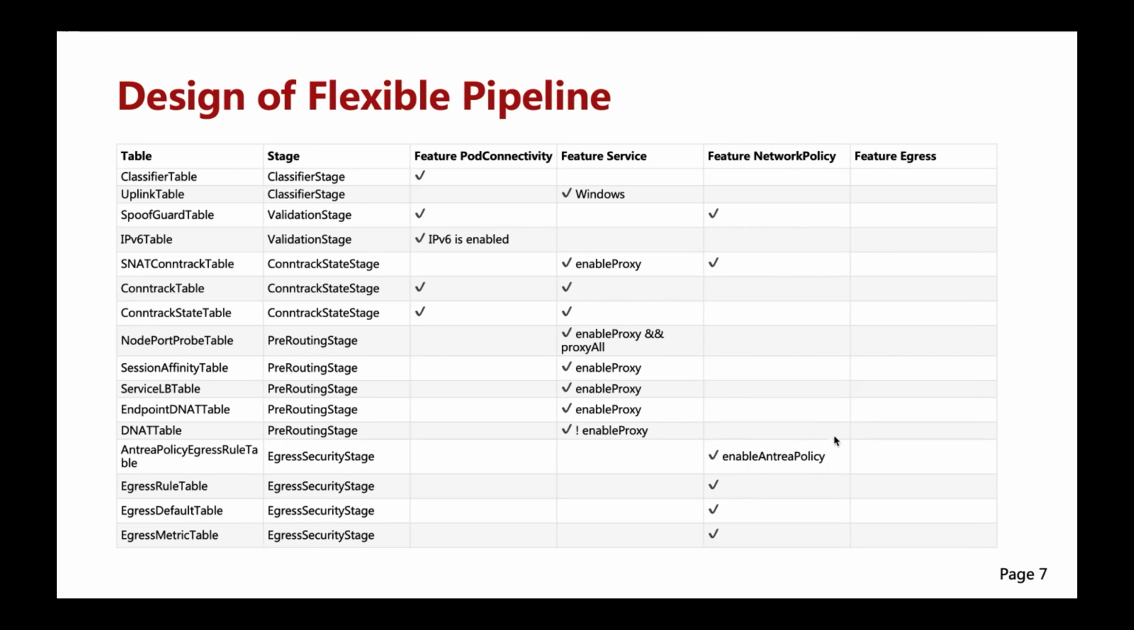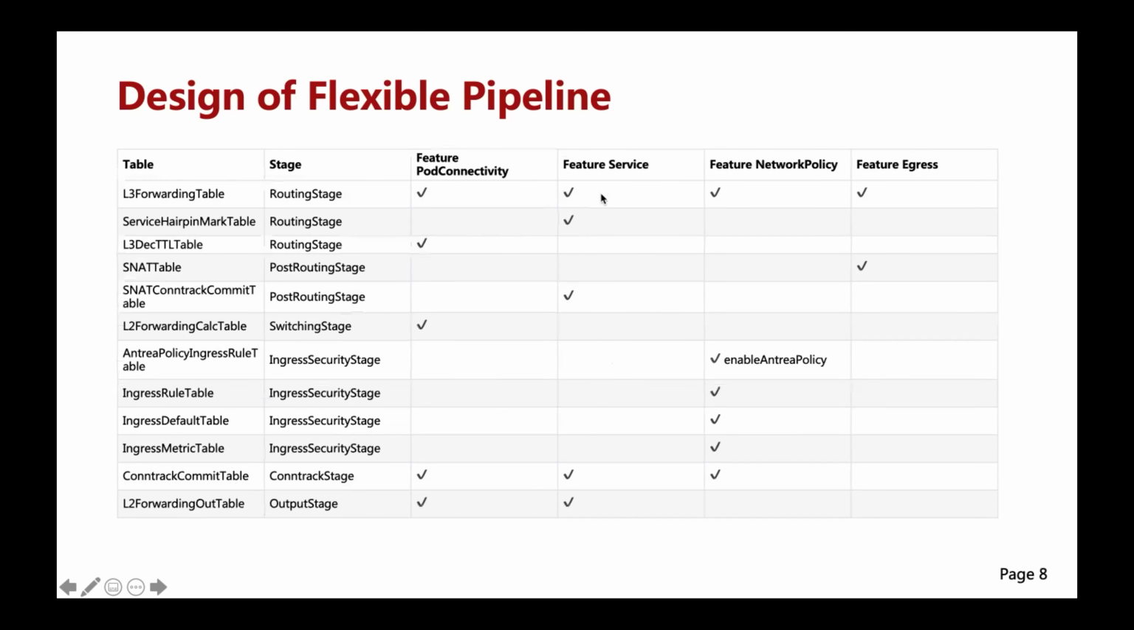If entry is a dual stack, then IPv6 table will be declared and initialized. If on Windows platform, the uplink table will be declared and initialized. Okay, this is also tables of flexible pipelines.